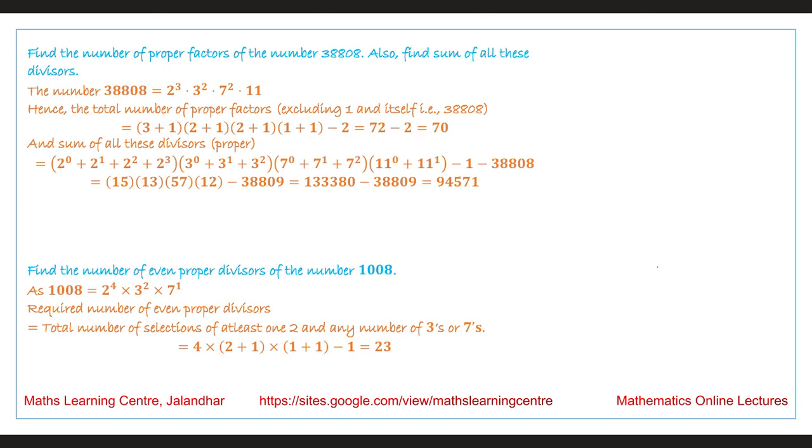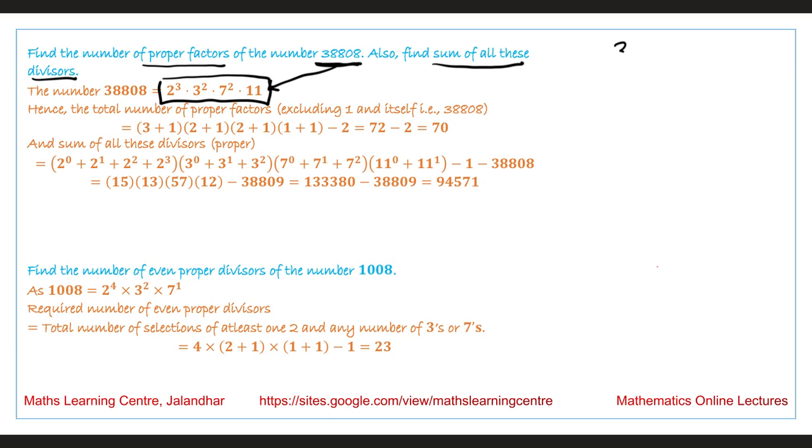Now based upon this we have certain questions, certain problems. So first is find the number of proper factors of the number 38808. Also find the sum of all these divisors. So if we write the prime factorization of this number, it is 2 raised to the power 3 into 3 raised to the power 2 into 7 raised to the power 2 into 11.